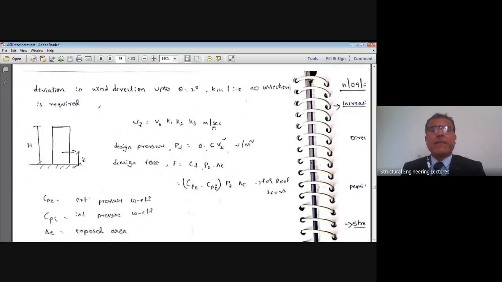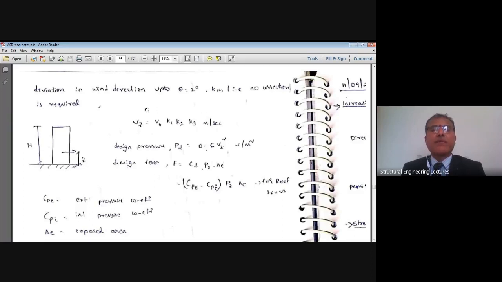Once I get these three factors, then I'll multiply them with the basic wind speed in meters per second to get the wind speed at a height of Z above the ground level, right? Then the total height of the structure is capital H, right?